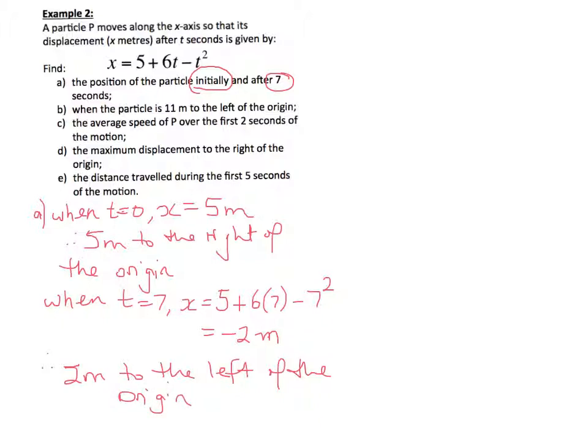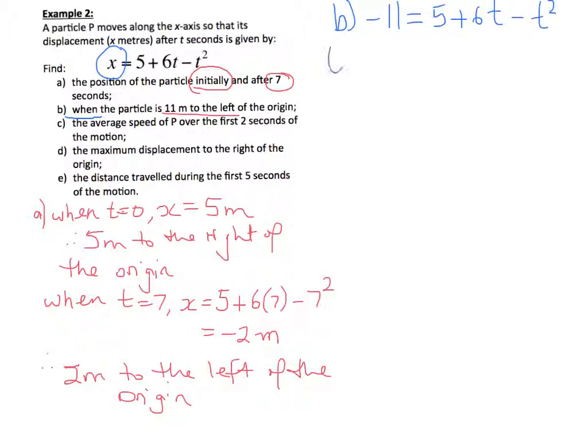Alright, part B. Find when the particle is 11 meters to the left of the origin. So this question is asking us to find t. So find when means find t when x equals negative 11. So we're going to make x here equal negative 11 because it's 11 meters to the left of the origin. To the left of the origin is a negative displacement.